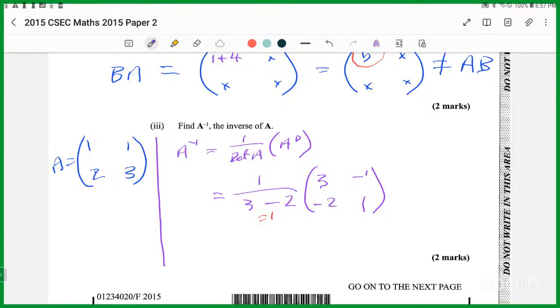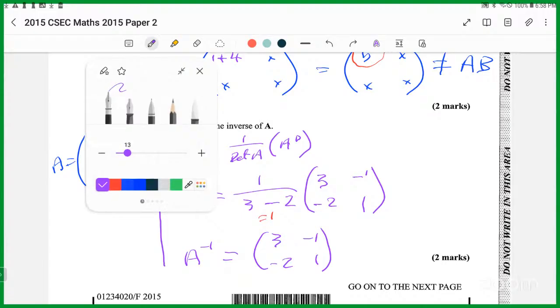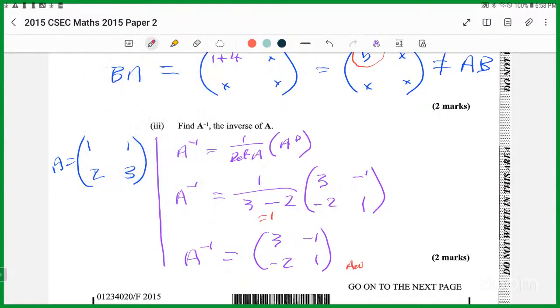And then because this out here works out to be 1, this matrix stays the same, right? Not going to become anything. So A to the minus 1 just becomes 3, minus 1, minus 2, 1. That is the A to the minus 1 right now. This is the answer right here. Okay with that? Very good? Yes, sir.